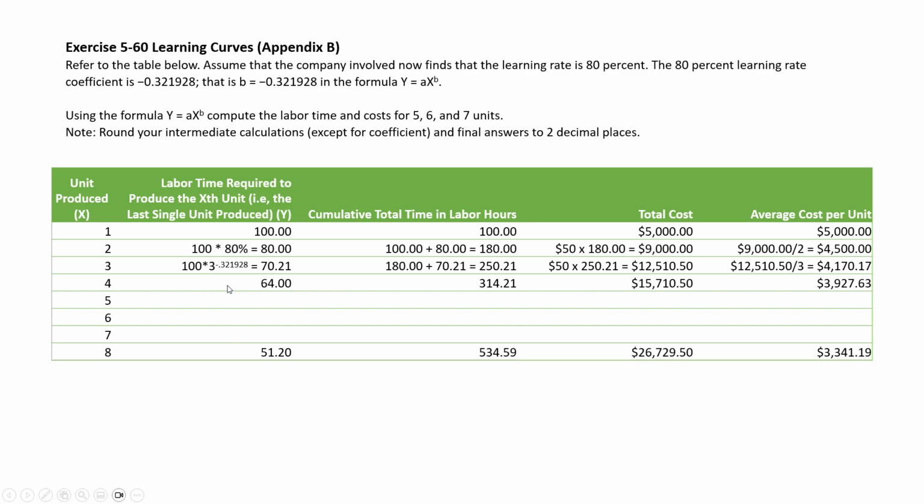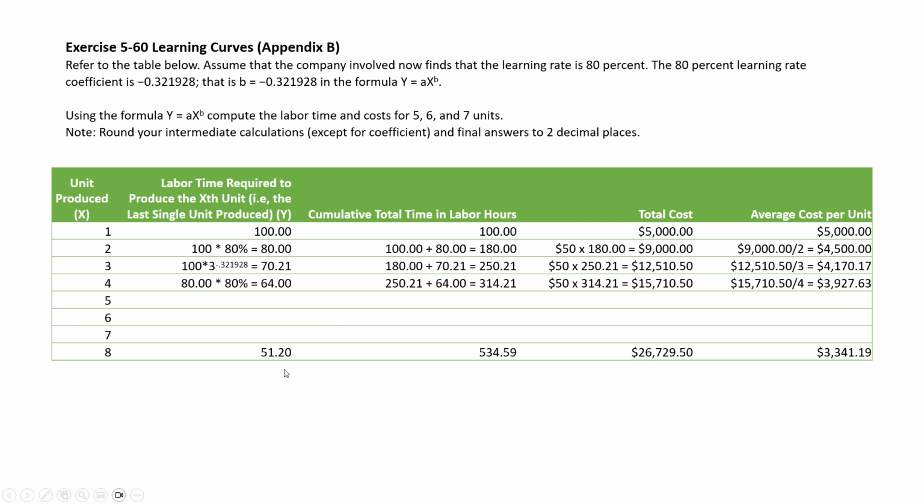Here's some good news. I can use that formula in order to approximate the time for unit number 4, but also I'm doubling things going from 2 to 4, so I can simply just take the 80 hours it took to produce unit number 2, or what we thought it was going to take, times our 80% learning rate and get 64 hours. Again, I'll let you go through the cumulative time and total cost and average cost per unit and work that out.